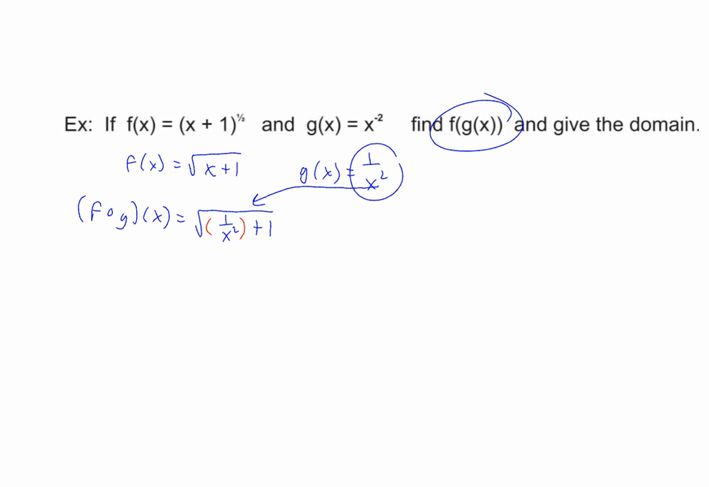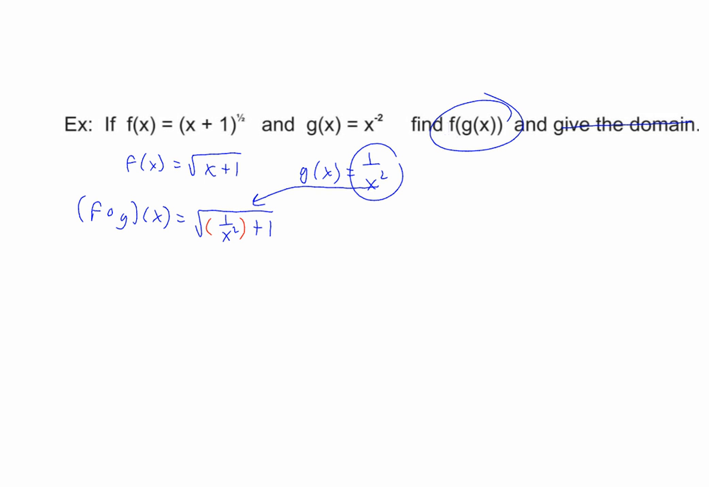I don't know why I said give the domain, because who knows really on this one. We got the square root of 1 over x squared, and that's complicated. All right, that is complicated. And so don't worry about that part. I do want to do this though. Last thing that we're going to do.